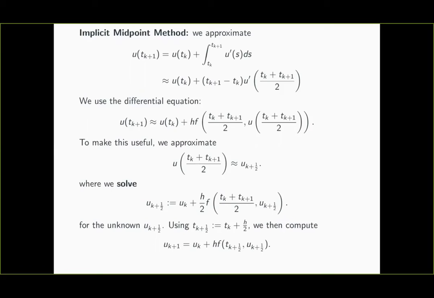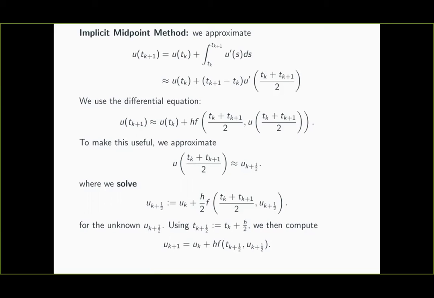However, uk plus 1/2 in this case here is not defined using the explicit Euler method, but this time, let's just use the implicit Euler method. Because why wouldn't we? So we define uk plus 1/2 as a solution of the following equation: uk plus 1/2 equals uk plus h over 2 f at tk plus 1/2, uk plus 1/2.